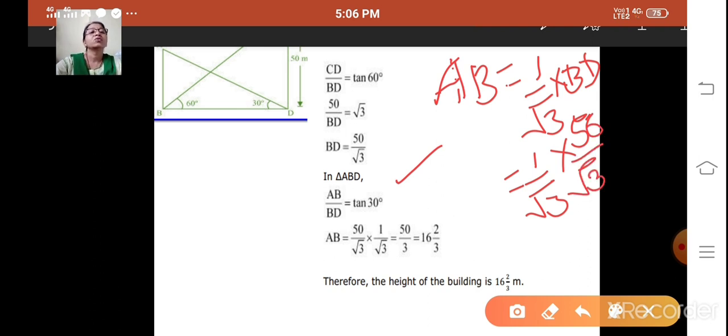Okay. So this is that step. So multiply numerator: 1 into 50 is 50, √3 into √3 is 3. And divide. Either you convert it into decimal form or I have converted it into mixed fraction, 16 whole 2 by 3 meters. So therefore the height of the building, which is AB, is 16 whole 2 by 3 meters.